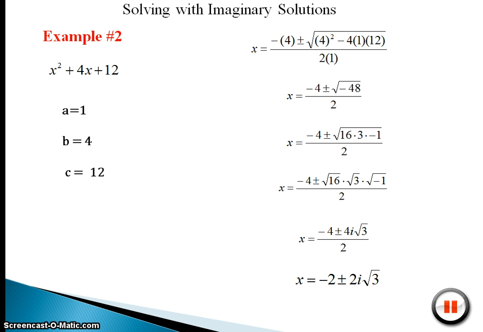And again, please note that I treated i and the square root of 3 like variables. I don't take them and somehow divide them by 2. I leave them as is in my answer. Then my answer is x is equal to negative 2 plus or minus 2i times the square root of 3.